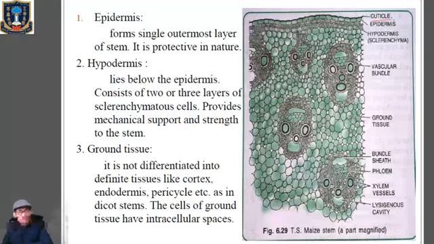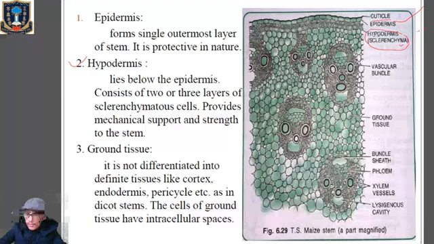Okay. Now, just below the epidermis, we will find the next layer, which is called the hypodermis, and it is made up of sclerenchyma cells. It just lies below the epidermis, remember. It is made up of 2 to 3 layers of sclerenchyma cells. So when we look over here, just below the epidermis, the 2-layer-thick part is the hypodermis, and it is made up of what type of cells? It is made up of sclerenchyma cells. It also provides mechanical support and strength to the stem.